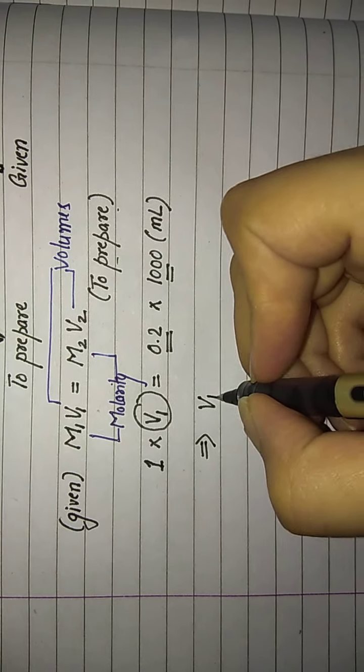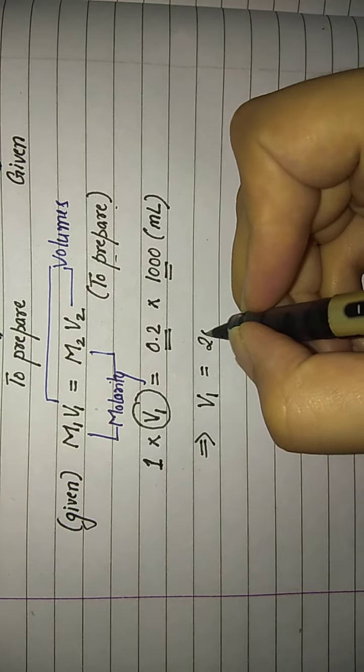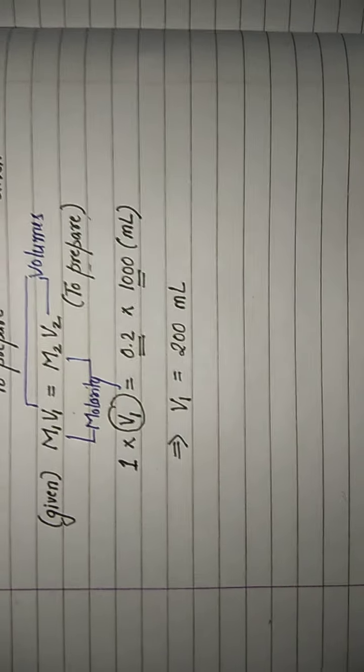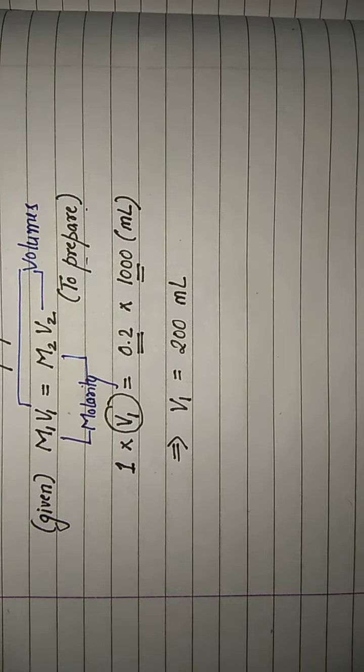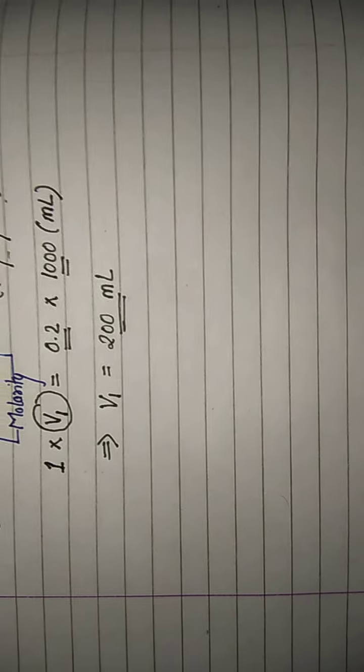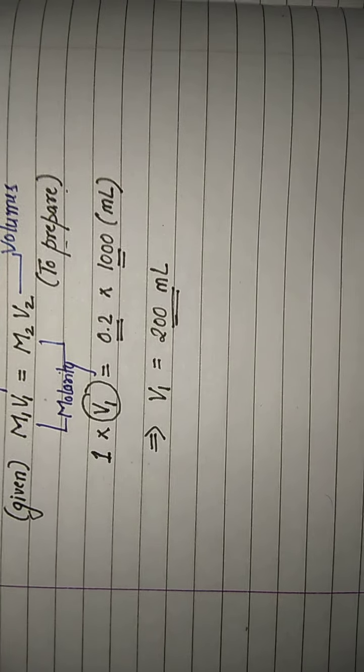We can simply calculate the value of V1 here. It will be equal to 200 ml. Since it is the volume, the unit will be ml. Fine. Now what is the meaning of this 200 ml? What will I do with this 200 ml volume? As I said, this is for practical purpose.